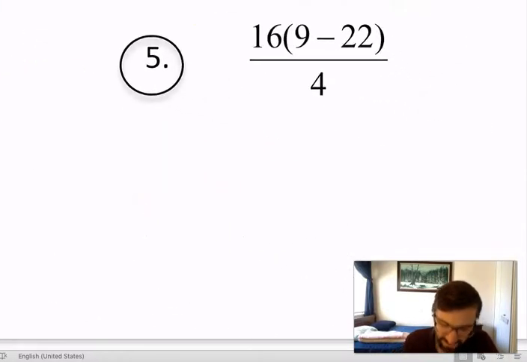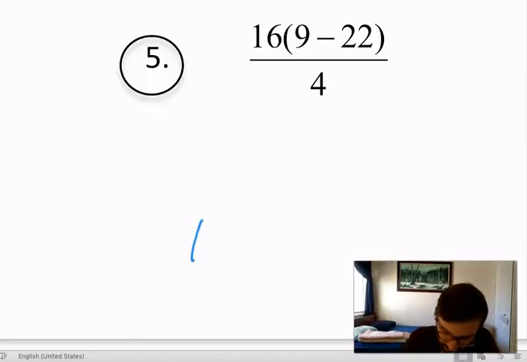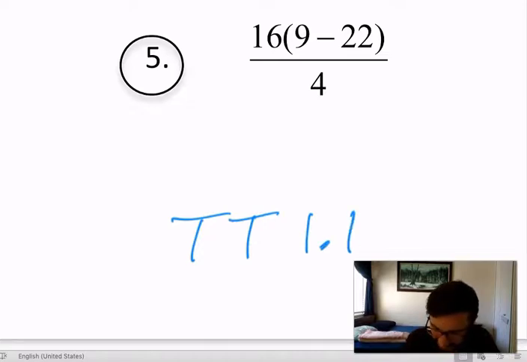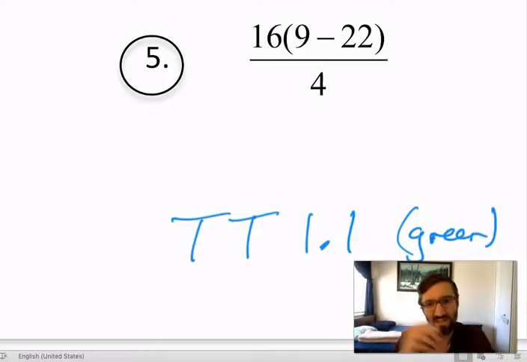Now, like I said earlier, this number 5 has a circle around it. So if you'd like to pause this video and try number 5, that will help you later whenever you try the assignment on Schoology, which is called TT 1.1. And it looks kind of like a green looking cog thing. But it's under the week 0 folder. So try this 1.1. It's going to have 5 questions. And the very first question is this one, even though it's marked as number 5. It's the first question. Exactly the same.